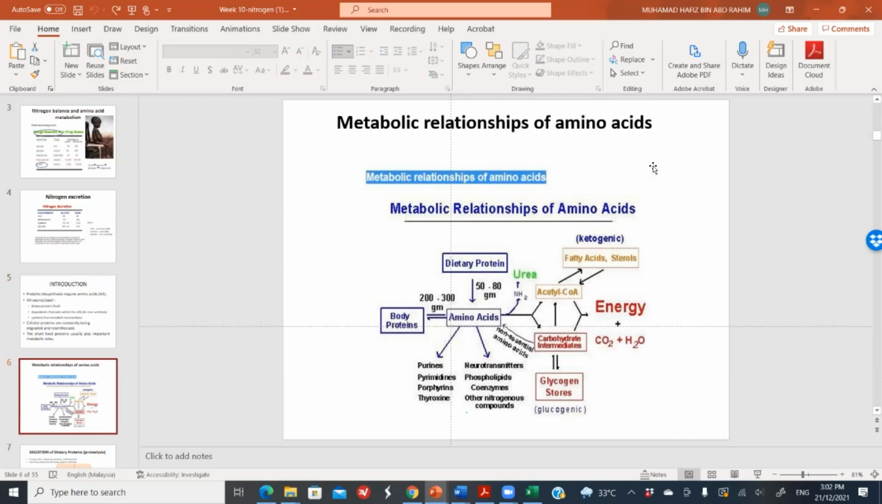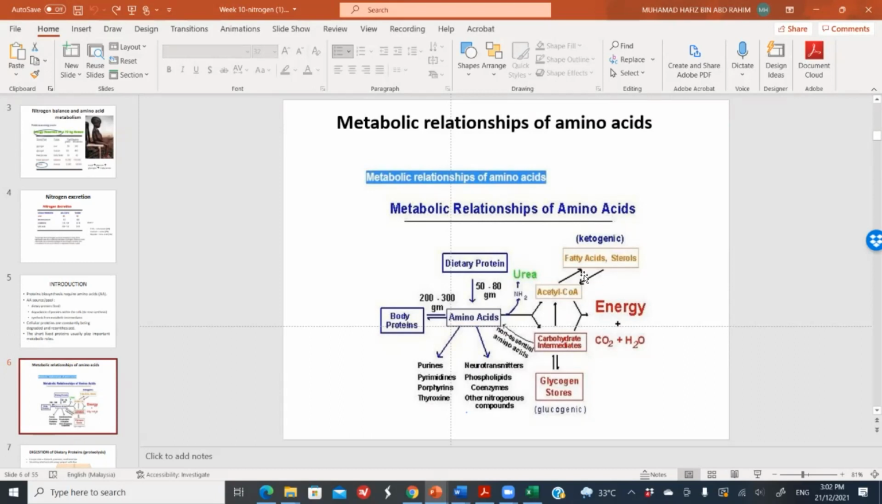So this is the metabolic relationship of amino acid. As you can see from here, this amino acid can form the acetyl CoA or it can form the carbohydrate intermediates in the TCA cycle. And you can also see actually this being represented in different color as well. This one is yellow, this one is red. Okay, this one is red, this one is yellow.